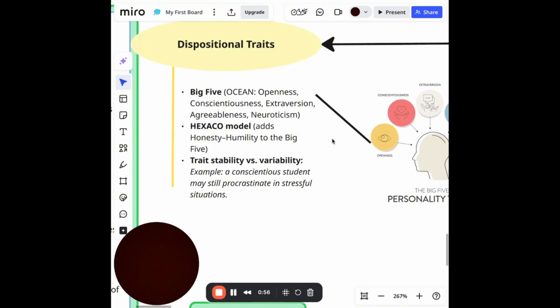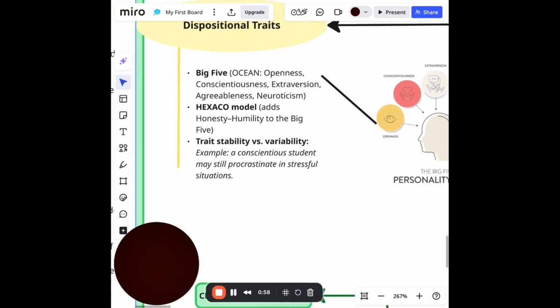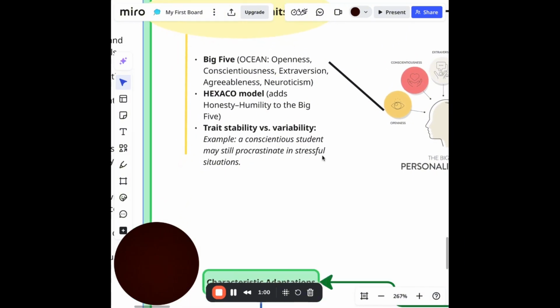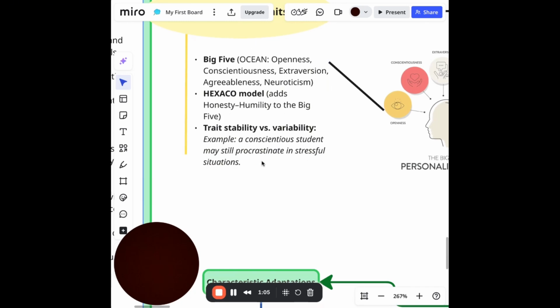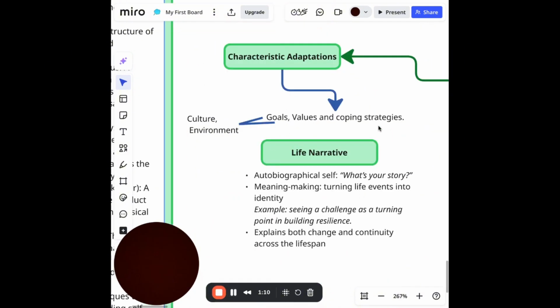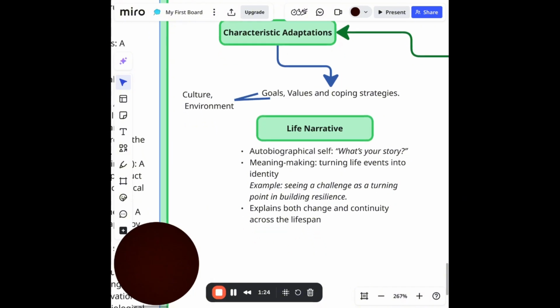Traits also tie into the person-situation debate, which asks, are behaviors mostly driven by traits or the situation that we're in? For example, a conscientious student may still procrastinate in stressful situations. Beyond traits, we have characteristic adaptations. So these include context-specific elements like goals, values, and coping strategies, which are shaped by culture and environment. So these showcase how traits play out in real life.